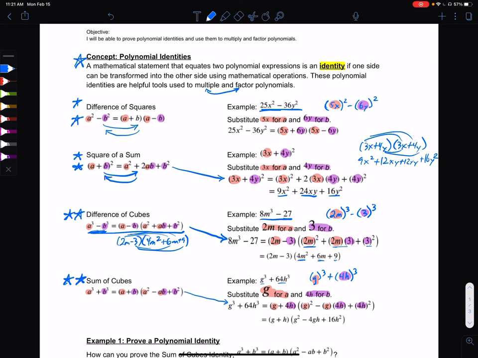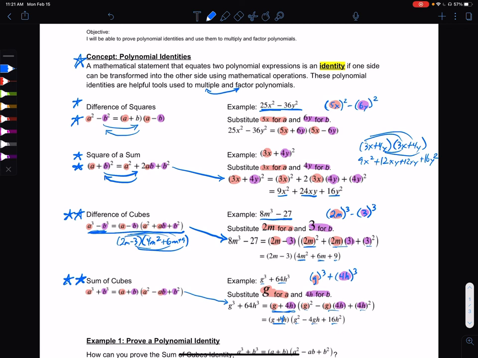And then when you multiply them out, that first term here, that's just going to stay the same. Well, there should be a 4 here. And then g squared minus 4gh plus 16h squared. And that would be, again, these three terms being cleaned up and simplified.